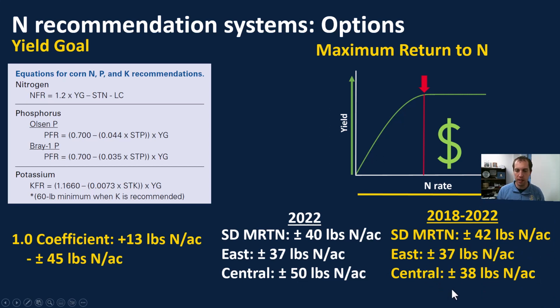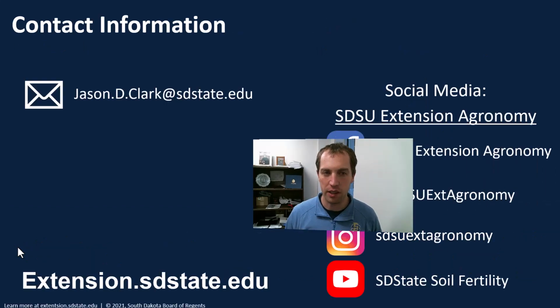So you can see using this MRTN approach, we are getting a little bit closer than maybe this 1.0 coefficient. However, we're still tending to overestimate a lot of sites using this MRTN fashion. We're not overestimating as many sites with this 1.0 yield goal approach, which is why we're sticking with it for now. However, we'll see in the future if getting more sites and more information and more soils information in this equation can help us further improve our recommendation.